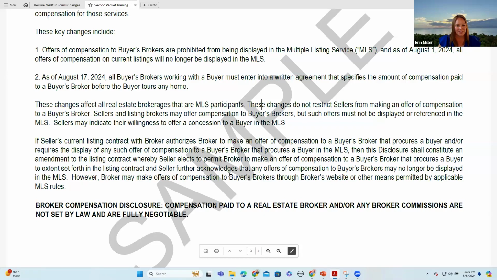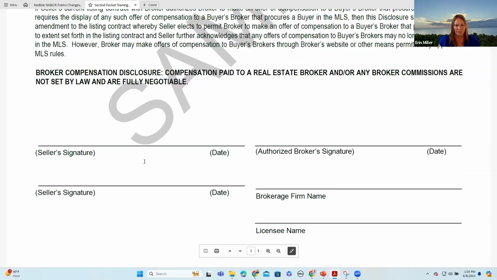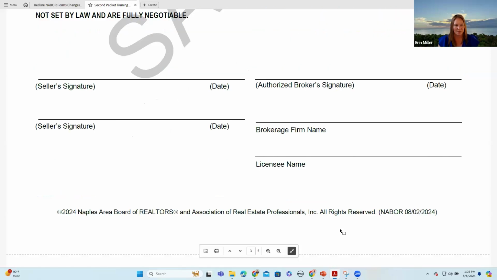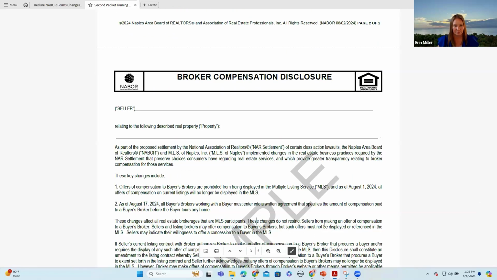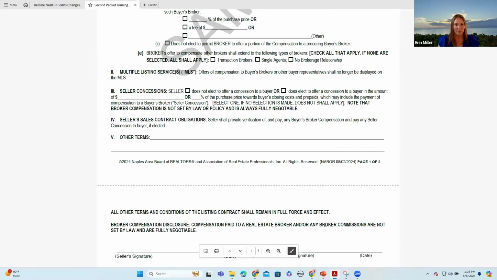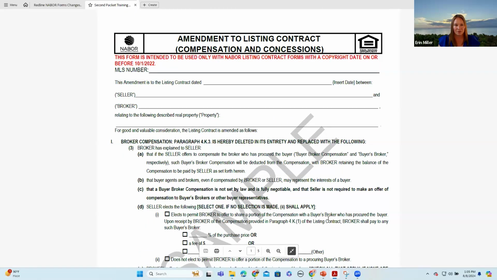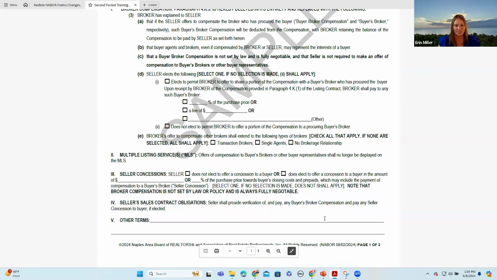Got a big bold compensation disclosure language as well. This will be signed by the seller's authorized broker's signature and the licensee name here as well. Again, brand new form, broker compensation disclosure. We've got the other form, the amendment to the listing contract regarding compensation and concessions.